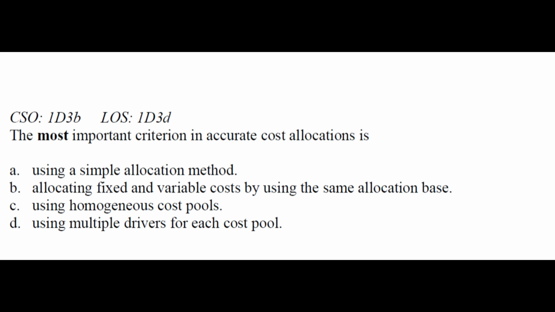D. Using multiple drivers for each cost pool. Incorrect. While multiple drivers may improve refinement, they are not the primary criterion. In fact, one appropriate driver per homogeneous pool is often sufficient. Correct answer. C. The most critical factor in accurate cost allocation is ensuring homogeneous cost pools, because this guarantees that costs share similar behavior and can be assigned using a meaningful cost driver.